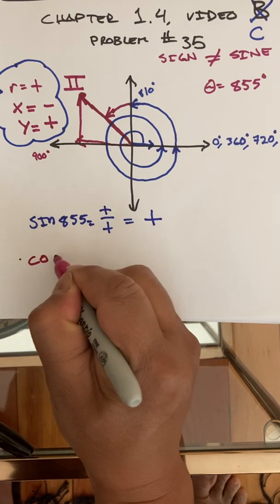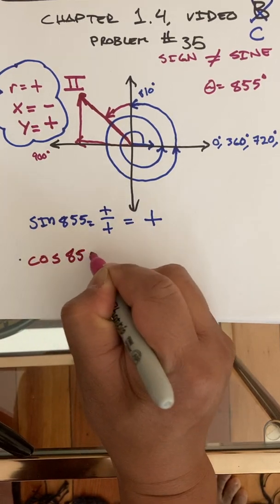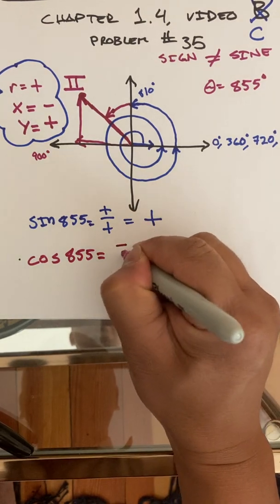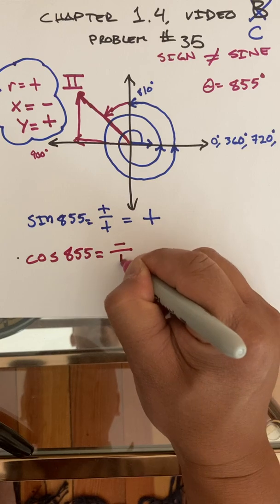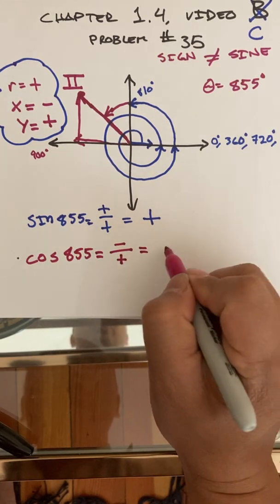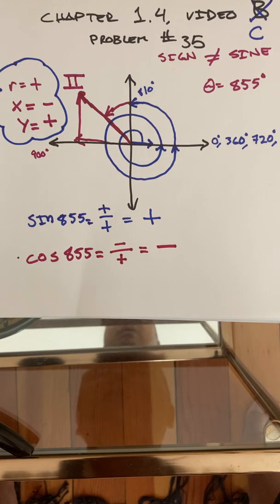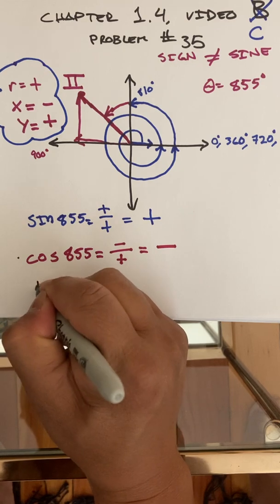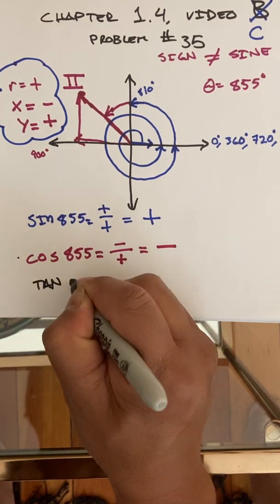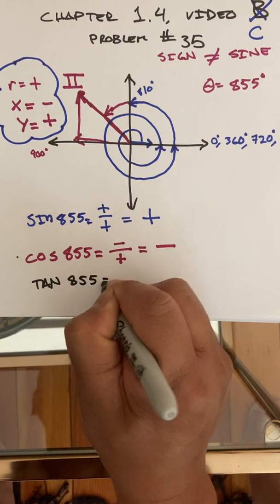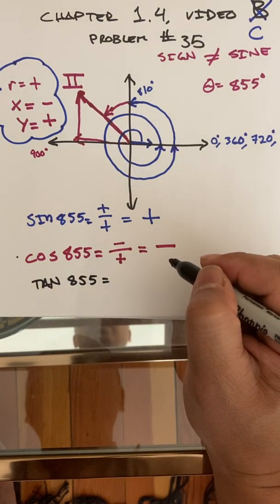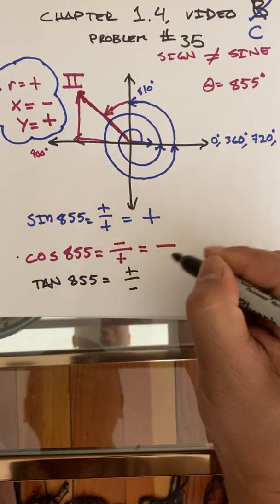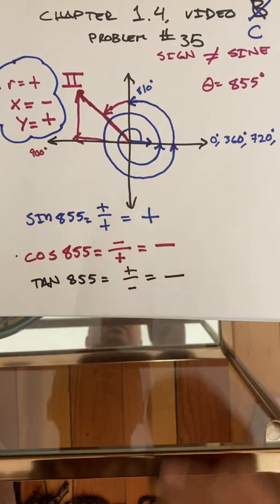Cosine of 855 is our negative x direction divided by our positive r. And cosine of 855 is going to be negative. The tangent of 855 degrees is going to be our y over x, so something positive over something negative, that'll be a negative number.